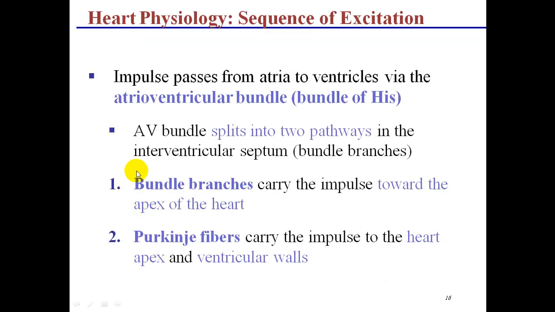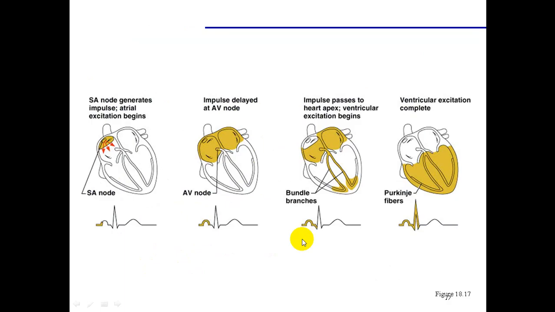So the impulse passes from the atria to the ventricle via the atrioventricular bundle, the bundle of His. The AV node splits into two pathways in the upper part of the interventricular septum: the bundle branches, right and left. The bundle branches carry the impulse toward the apex of the heart. Purkinje fibers carry the impulse to the heart apex and ventricular wall.